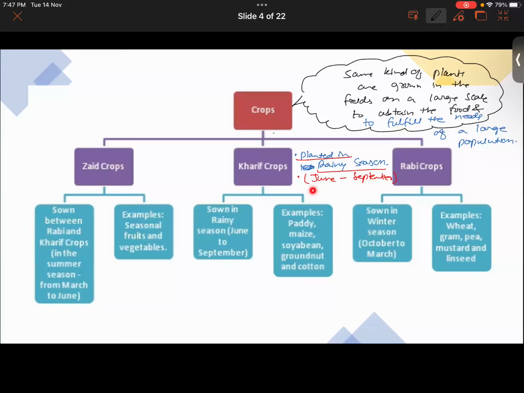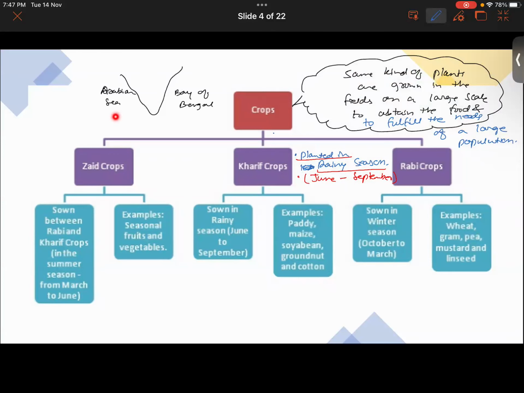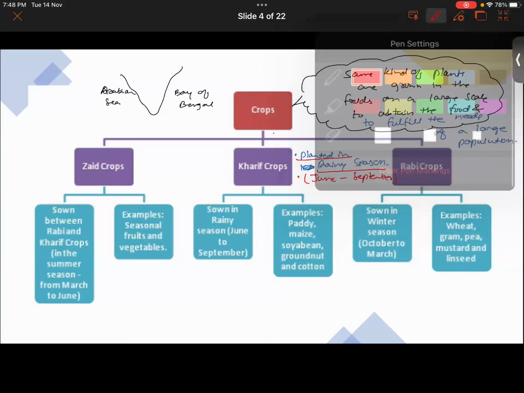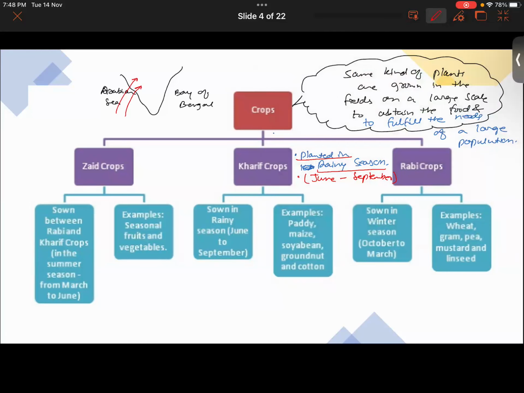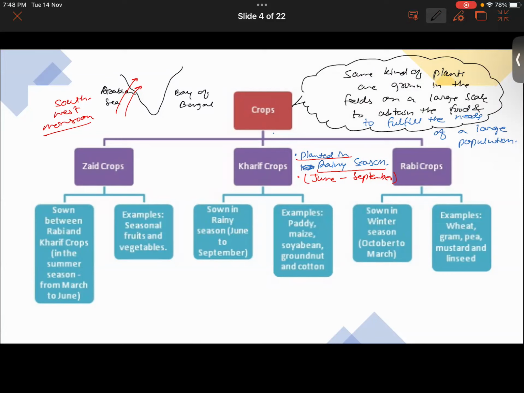Southwest monsoon will bring an abundant amount of rain. Can anyone tell me where the southwest monsoon comes from? Does it come from the Bay of Bengal or the Arabian Sea? Arabian Sea, yes. So the southwest monsoon will bring plenty of rainfall in the fertile plains of northern India. Thereby we will be growing those types of crops that require a good amount of water.